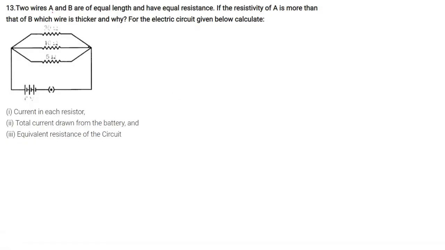Two wires A and B of equal length have equal resistances. If the resistivity of A is more than that of B, which wire is thicker and why? For the electric circuit given below, we have to calculate the total current drawn from the battery and the equivalent resistance of the circuit. These three are in parallel.